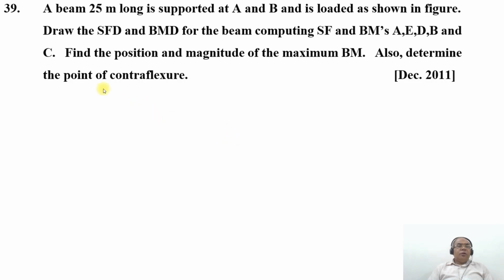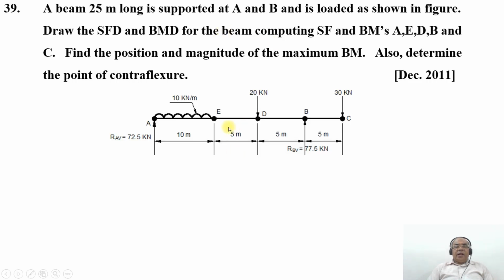Now we're going to take up one more problem. The problem number 39. A beam of 25 meter long is supported at A and B and is loaded as shown in the figure. Draw the SFD and BMD for the beam, computing shear force and bending moments at A, E, D, B and C. Find the position and magnitude of the maximum bending moment. Also, determine the point of contraflexure.